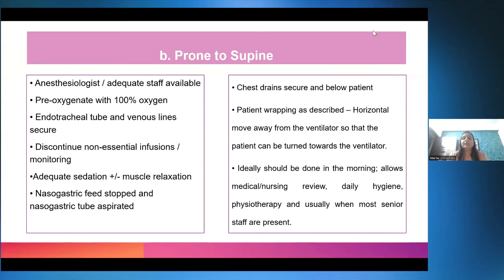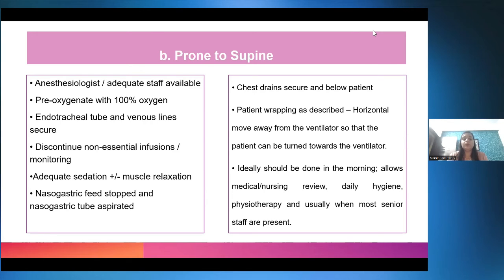Now next, when this 12 to 14 hour period is over, we need to shift the patient from prone to supine position. So at that time, what things need to be taken care of? The anesthesiologist and adequate staff, with a minimum of 5 staff, should be available. Pre-oxygenate the patient with 100 percent oxygen. Endotracheal tube and venous line need to be secured. Discontinue all the non-essential infusions. Adequate sedation and muscle relaxation need to be given.